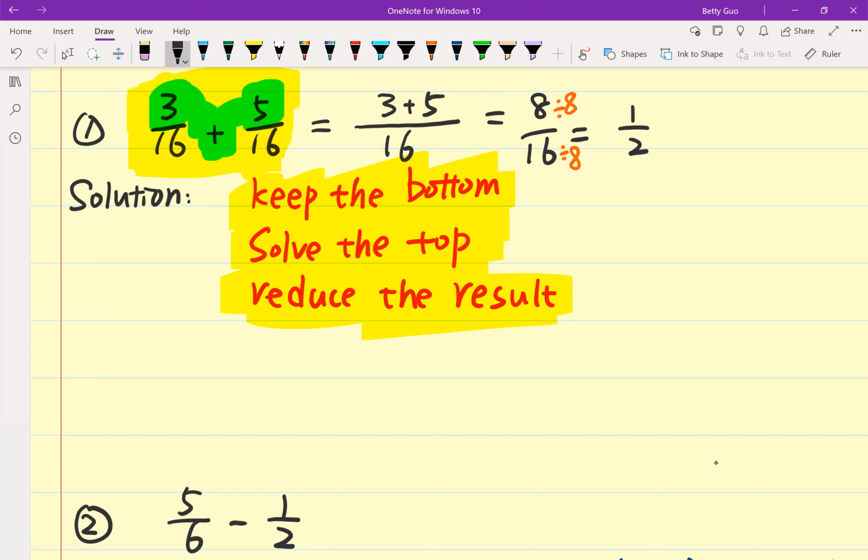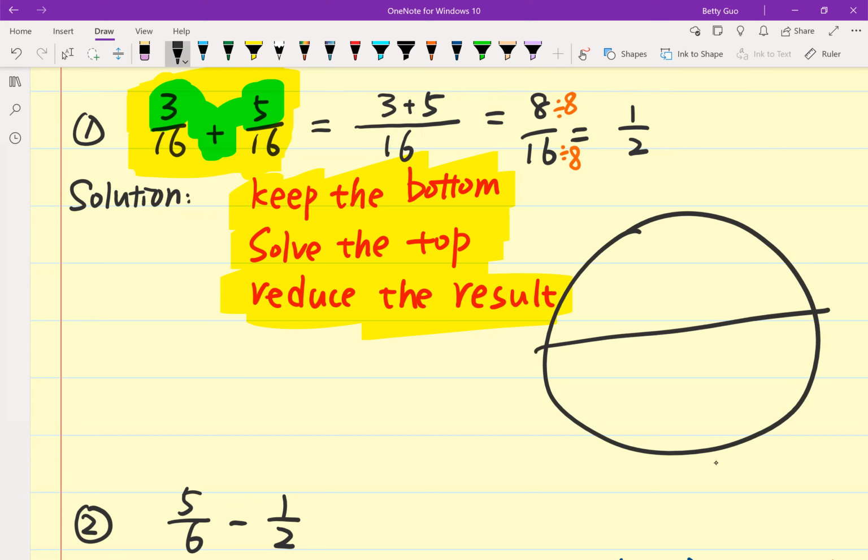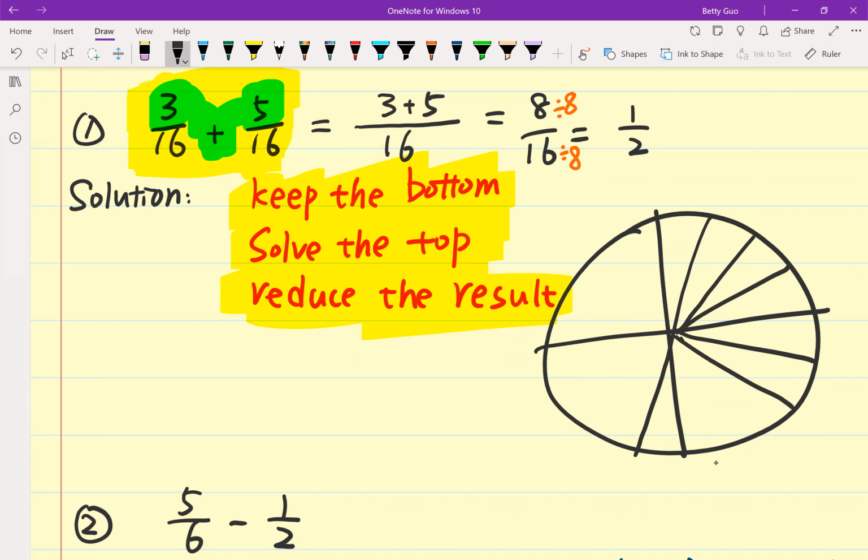It's kind of like, let's say you have a pizza. Cut it this way, 1, 2. Oh, I'm very bad at cutting. 1, 2, 3, 4.